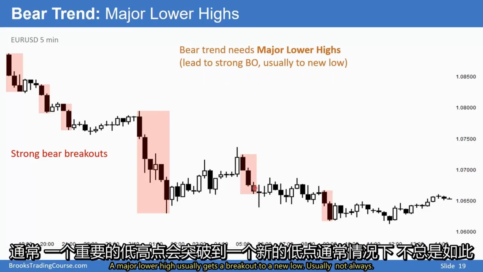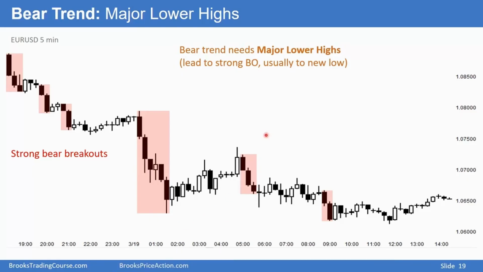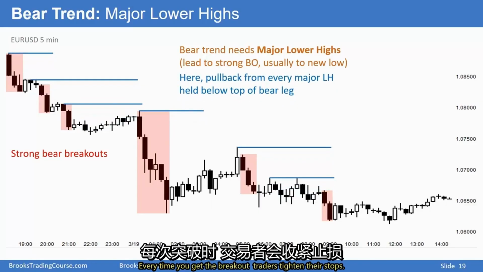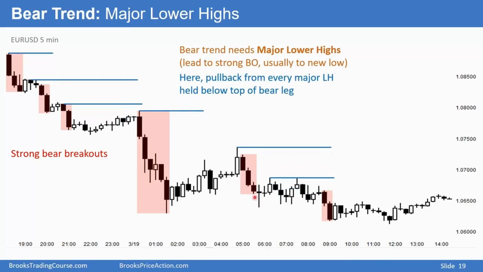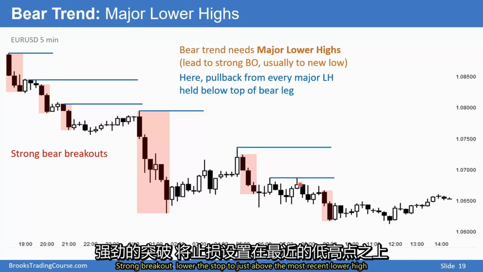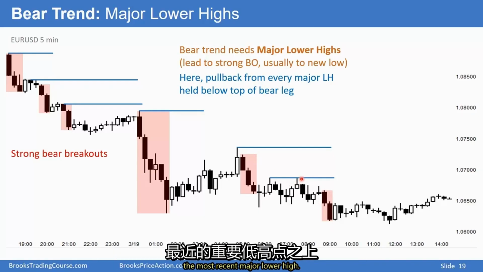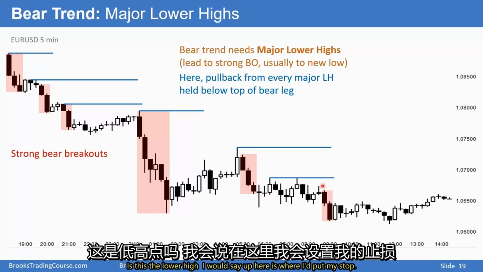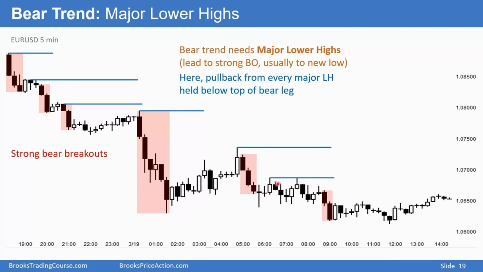A major lower high usually gets a breakout to a new low. Usually, not always. Every time you get the breakout, traders tighten the stops. Strong breakout, lower the stop to just above the most recent lower high, the most recent major lower high. Is this the lower high? I would say up here is where I'd put my stop.